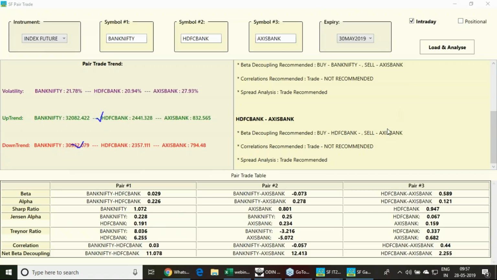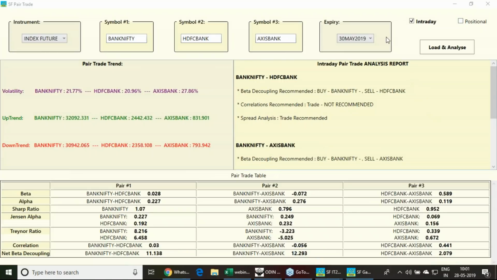Beta decoupling values: net decoupling in Bank Nifty and HDFC is 11.07, and these two, Axis and Bank Nifty, and HDFC and Bank Nifty, you are getting net beta decoupling here. After the future expands, beta decoupling doesn't use a stop loss strategy. I have already told you, not all trades are stop loss trades. If there is no stop loss, then how do we take this call?